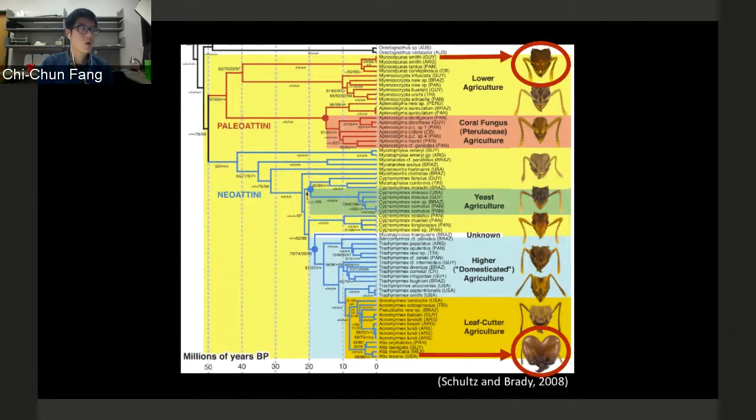So overall, we call them attine ants. Attine ants means the ants will grow the fungus in no matter what perspectives, like in different ways, and they eat the fungus and they live on the fungus. So they are farmers. Okay.